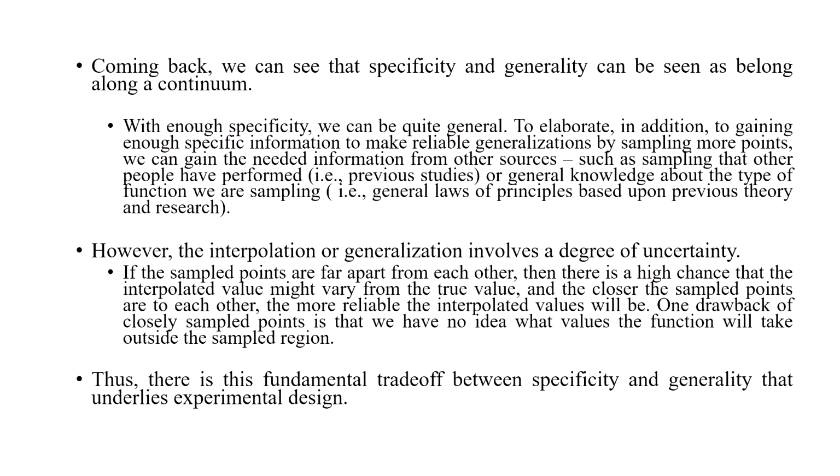So, if the sample points are far apart from each other, then there is a high chance that the interpolated value might vary a lot from the true value, and the closer the sample points x1 and x2 are, the more reliable these interpolated values will be. Now, one drawback of sampling very close together is that you ignore the larger picture. You do not know overall what kind of values the function will take outside the sampled region, outside from where you are picking up your trials.